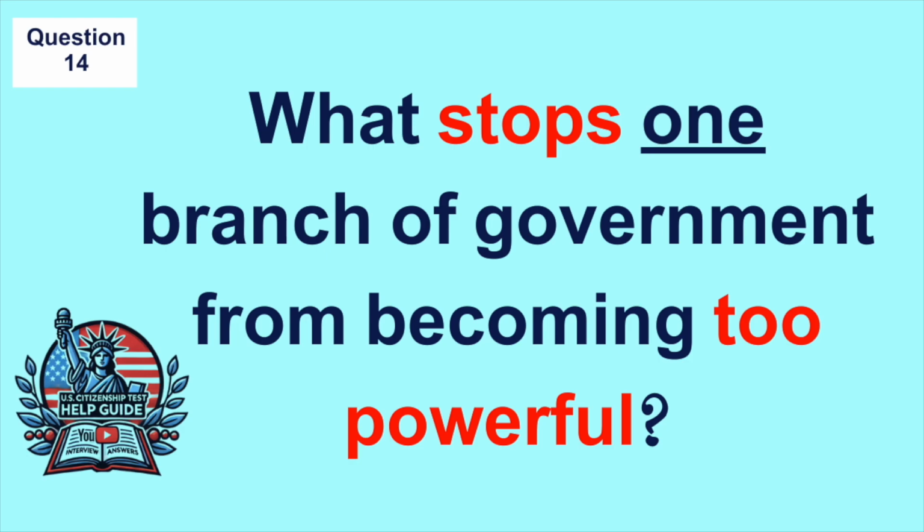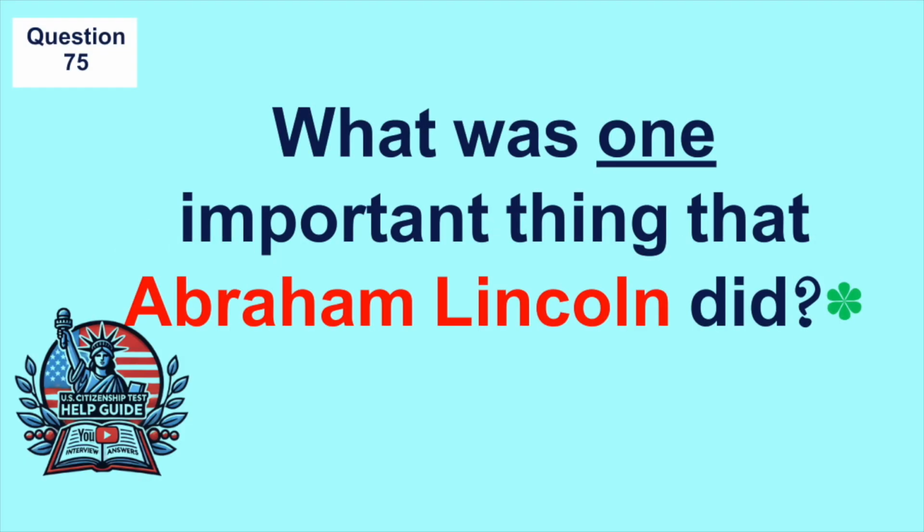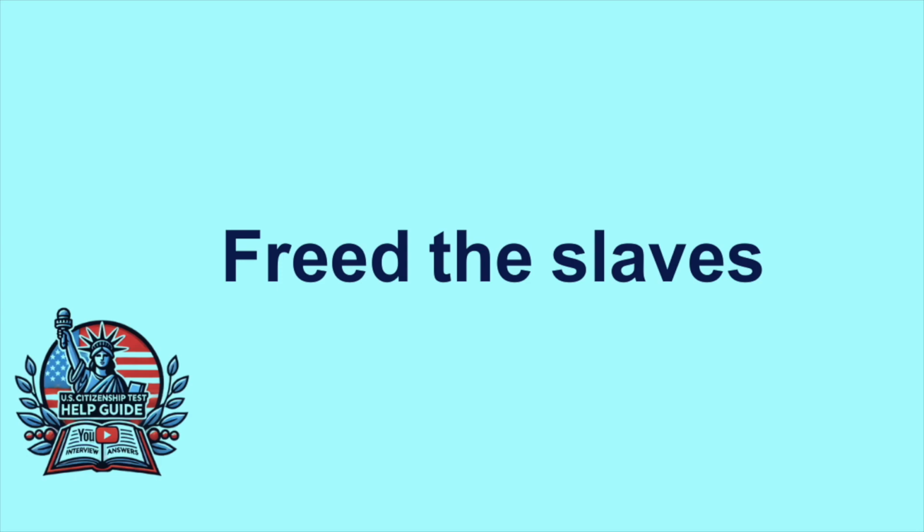What stops one branch of government from becoming too powerful? Checks and balances. What was one important thing that Abraham Lincoln did? Freed the slaves.